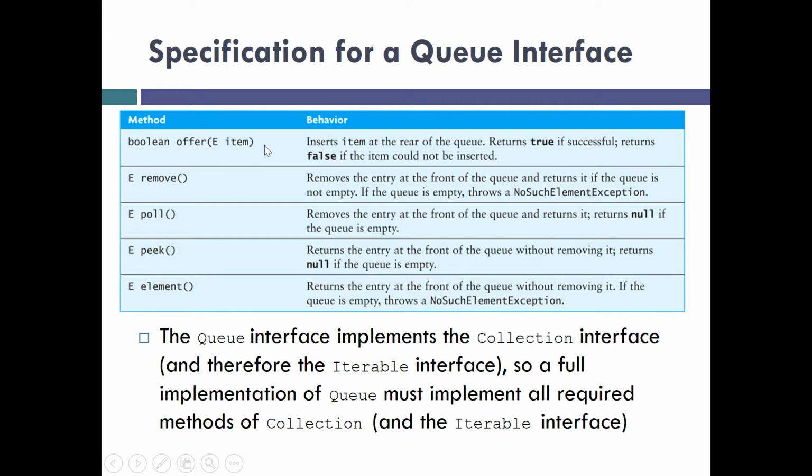The first is offer, which is the add method for a queue. It offers an item to the queue. I sometimes call it enqueue because honestly that's a better word for it. And that basically says add this item to the back of the queue. Make sense? So offer to add it to the queue.